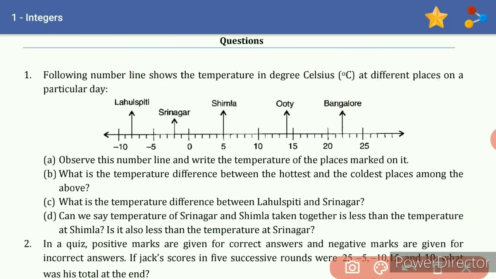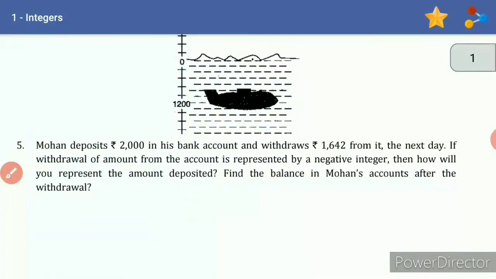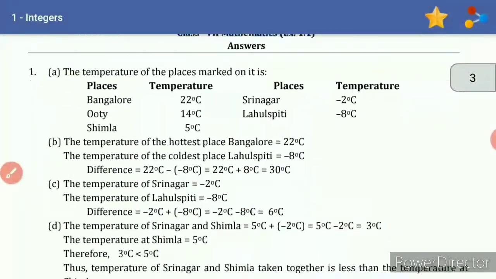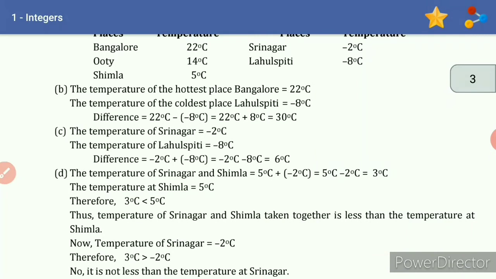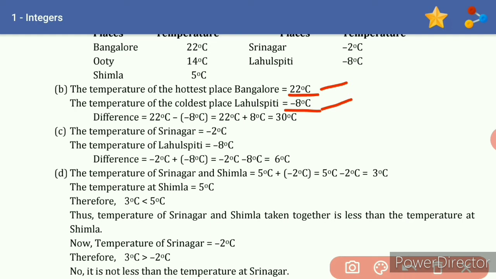Now let us see what is written in the solution. The same way, the temperature of Bangalore is 22 and the temperature of Lahul Spiti is minus 8. So Bangalore is the hottest place and Lahul Spiti is the coldest place. So the difference is 22 degrees Celsius minus minus 8 degrees Celsius. So the answer is 30 degrees Celsius.